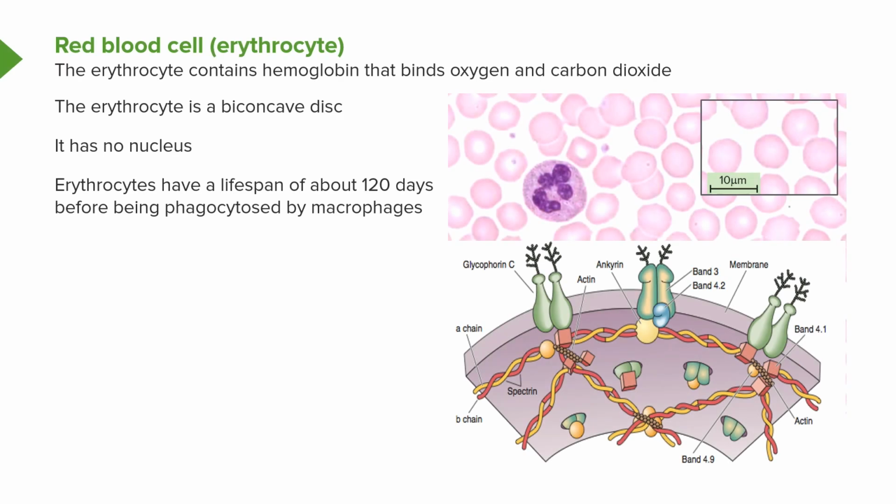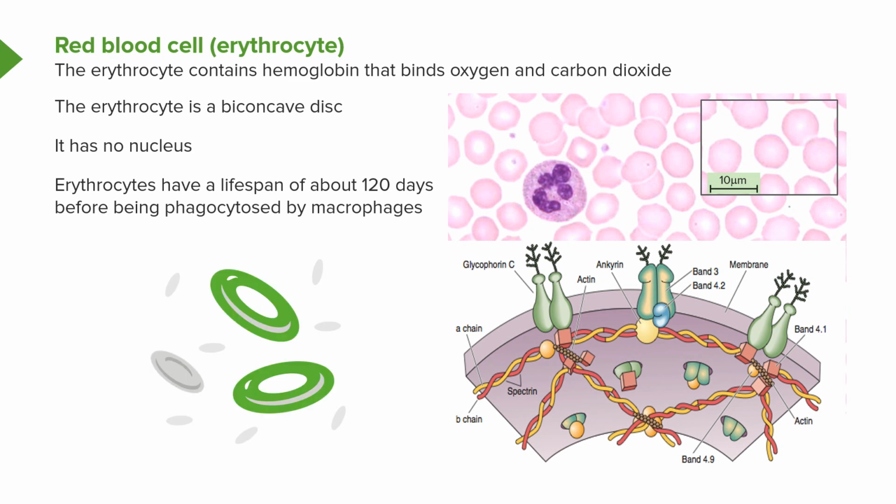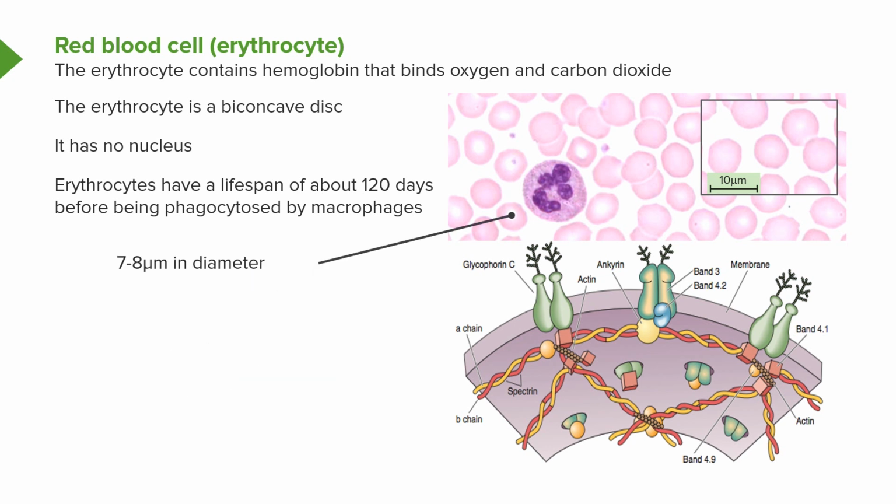Let's first of all look at the red blood cell, the erythrocyte. Erythrocytes contain, as I mentioned before, hemoglobin. It binds oxygen and carbon dioxide. They're shaped like a biconcave disc. They have no nucleus. They're very small, about 7 to 8 microns in diameter. And they have a central area that's very thin, of only about 0.8 microns. So they're shaped like a biconcave disc. They have an edge thickness of roughly 2.6 microns.